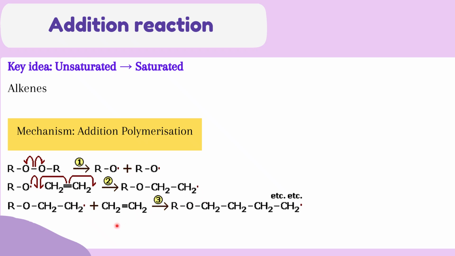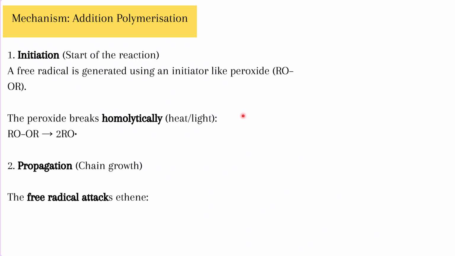Now this reaction continues until the whole reactant, that is the amount of ethene present in the system, gets exhausted and results in the formation of this huge molecular size compound, which we call a polymer. So this is how a polymerization reaction happens. Now, this is the conclusion of this whole mechanism.